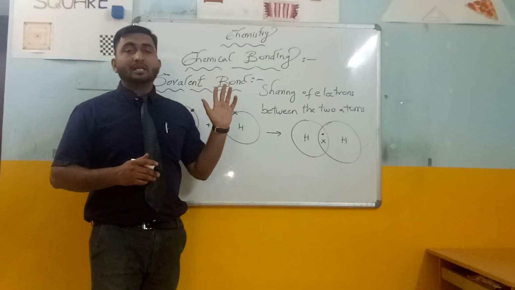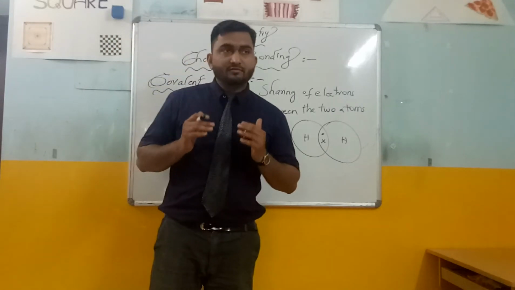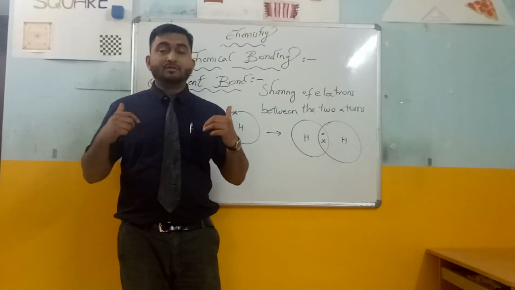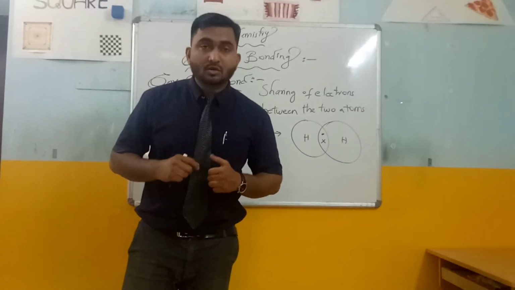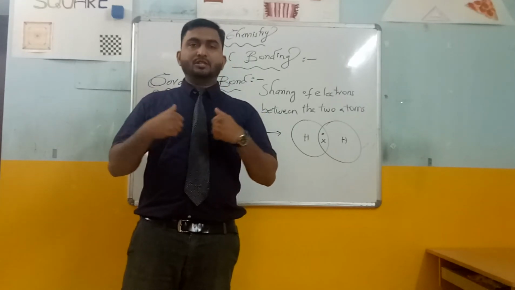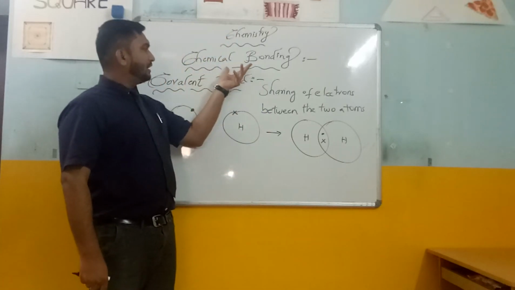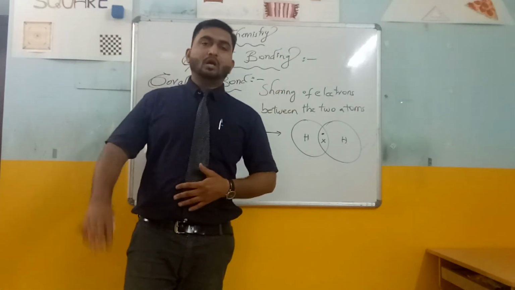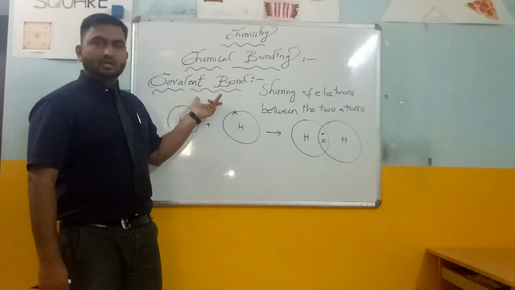When you study chemical bonding, what is a chemical bond first? Actually, you should understand: a chemical bond is formed between two atoms when they come together. The force of attraction between the two atoms, which makes them held together strongly, is called a chemical bond. A chemical bond may be a covalent bond, an ionic bond, or a polar covalent bond. Today in our topic, we will discuss covalent compounds.